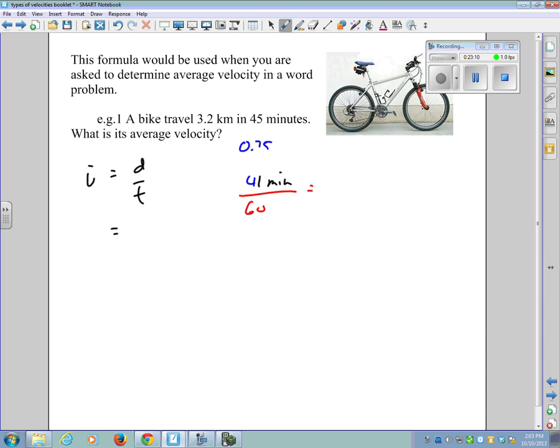0.68. All right, but it's not. It's 45 minutes, so we know it's 0.75. So I'm going to have 3.2 divided by 0.75. And what do you guys get? I get 4.3. 4.3 kilometers per hour. All right, easy enough. That's an easy one.